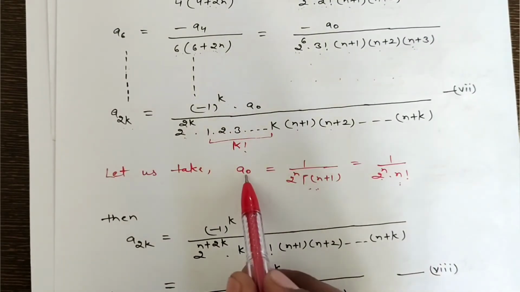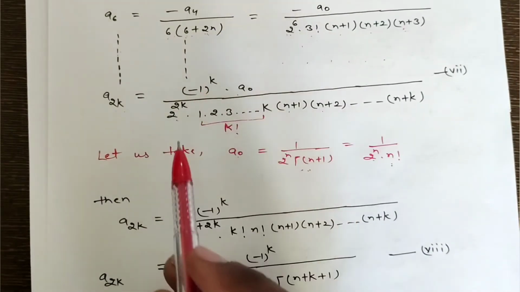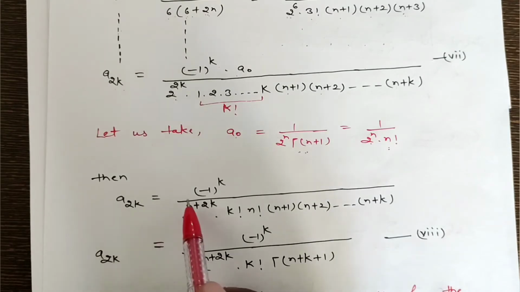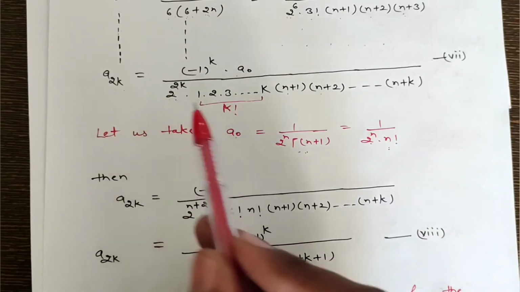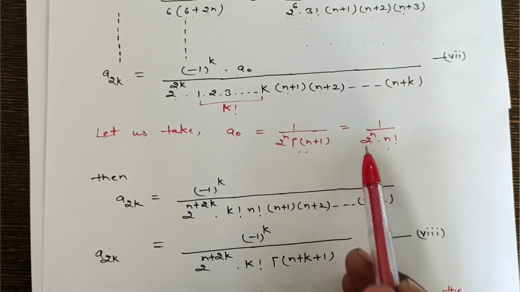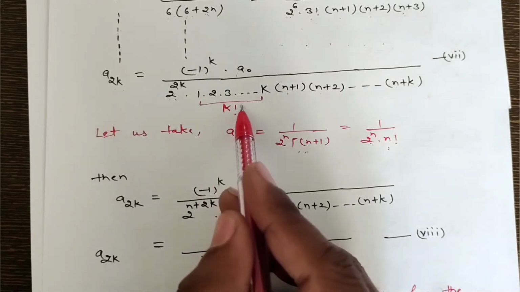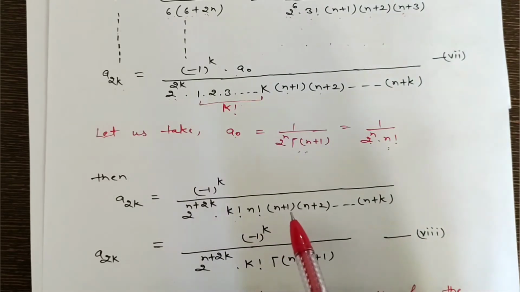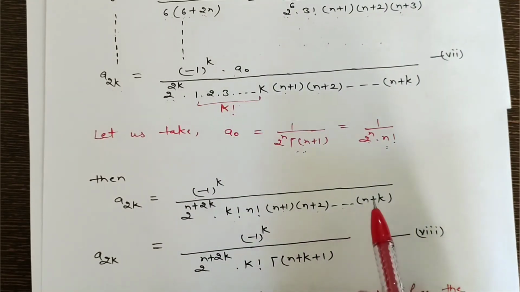So after using this value of a naught in the coefficient a2k formula, it will be a2k is minus 1 raised to power k, 2 raised to power 2k is already there, and it has 2 raised to power n, so that can be combined to write 2 raised to power n plus 2k. Then there is k factorial, n factorial, and the remaining terms are n plus 1, n plus 2, n plus 3 up to n plus k.